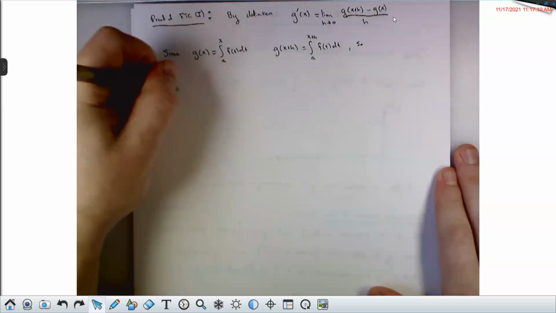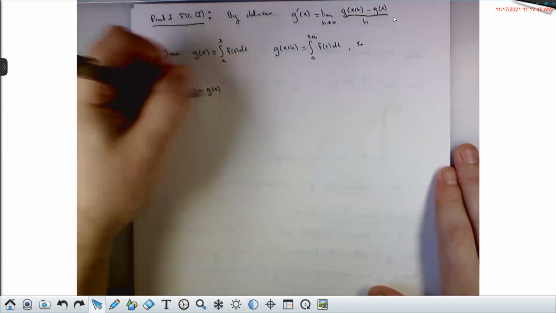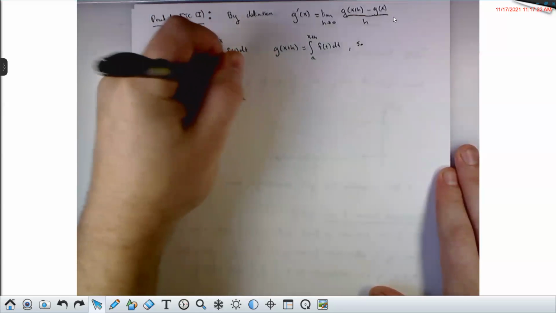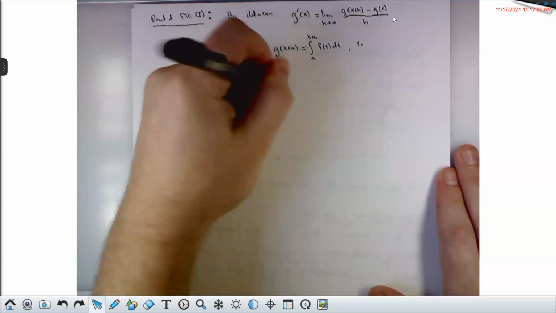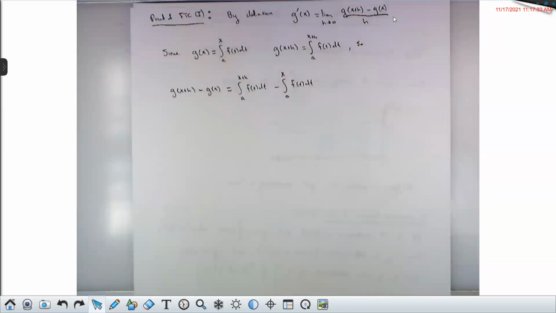So g of x plus h minus g of x is the integral from a to x plus h of f of t dt minus the integral from a to x of f of t dt. The h is just coming from the limit definition of the derivative. This is what we're going to build up. And because g of x is the integral from a to x, the variable here is the upper bound. G of x plus h would be the integral from a to x plus h.